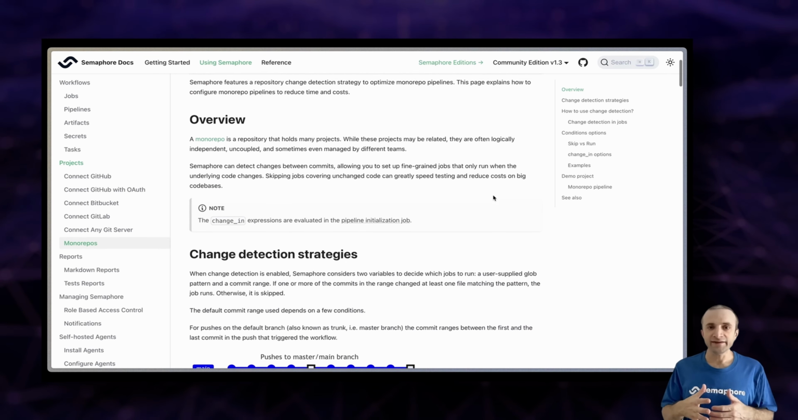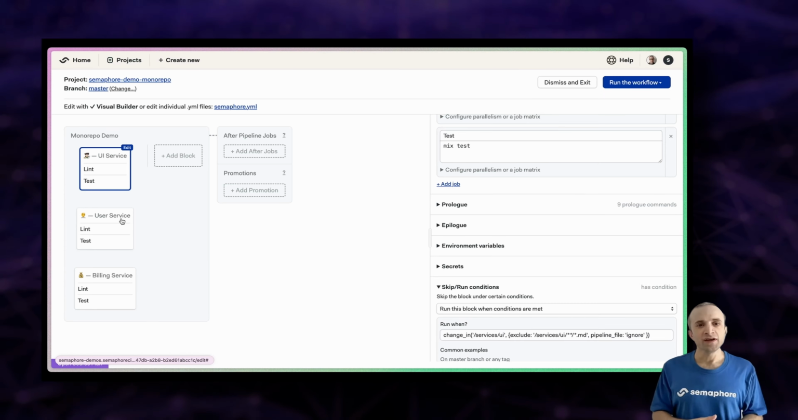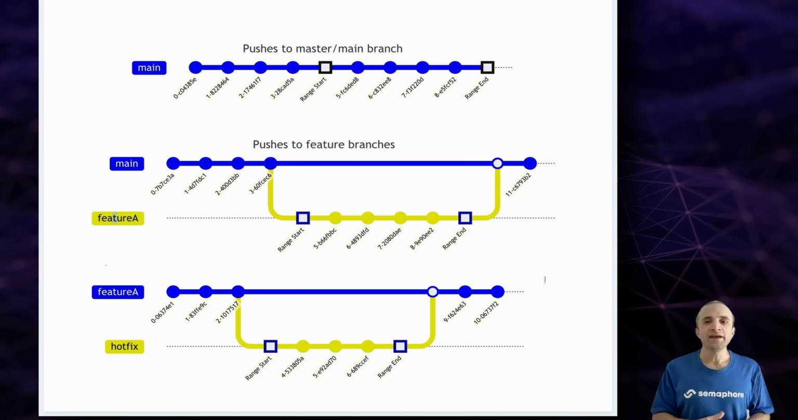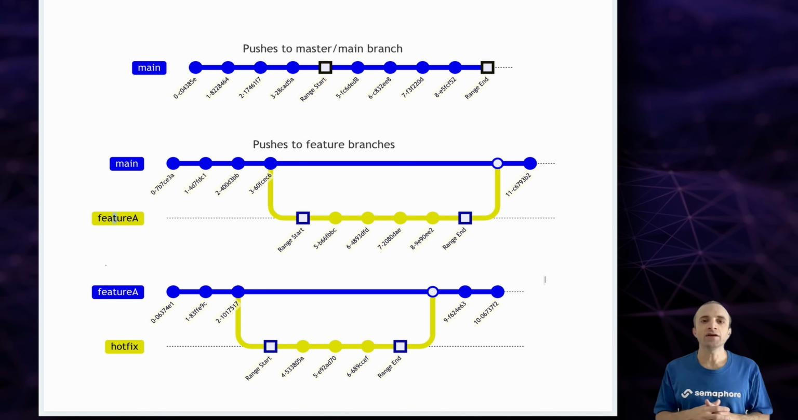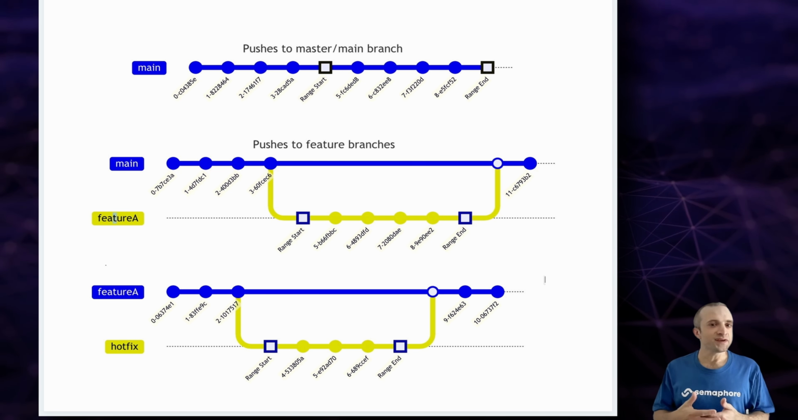Semaphore CE has native monorepo support. Semaphore uses change-in conditions where we declare under which conditions a job may be skipped or run. The change-in condition scans the commit history to see which files have changed and figure out if a job needs to run or not.